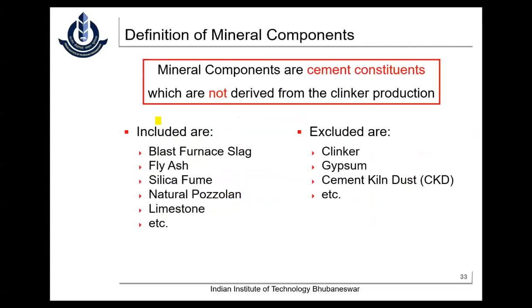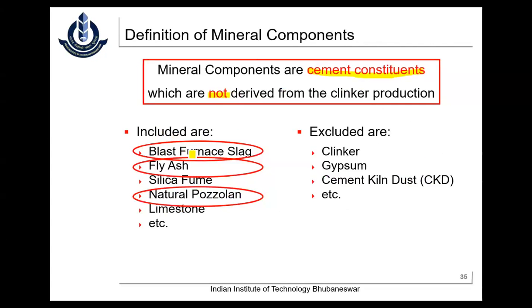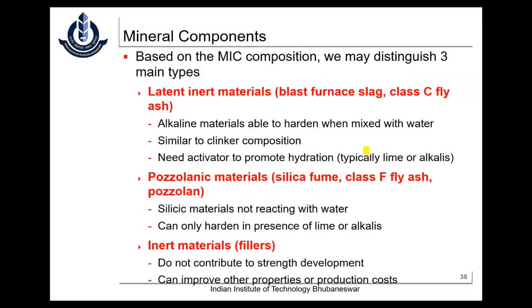The mineral components, yes. What are these mineral components? You all know that these are all cement constituents which are not derived from the clinker production. So what are we including in that? We are using either the blast furnace slag or the fly ash, which has been interground with the clinker and the gypsum, actually.